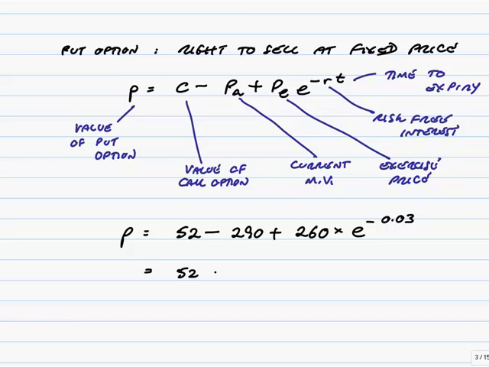which is 52 minus 290 plus, well, I showed you how to use e to a negative power before. It was something like 0.97, but if I do it precisely, 0.03, make it negative, shift e to the power x, it's 0.970445533, multiply by 260, and to the nearest cent it's 252. And so the value of a put option, 52 minus 290 plus 252, is 14 cents.